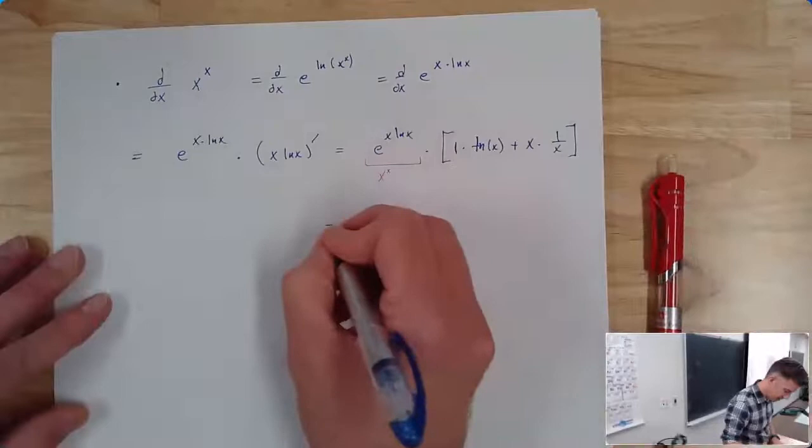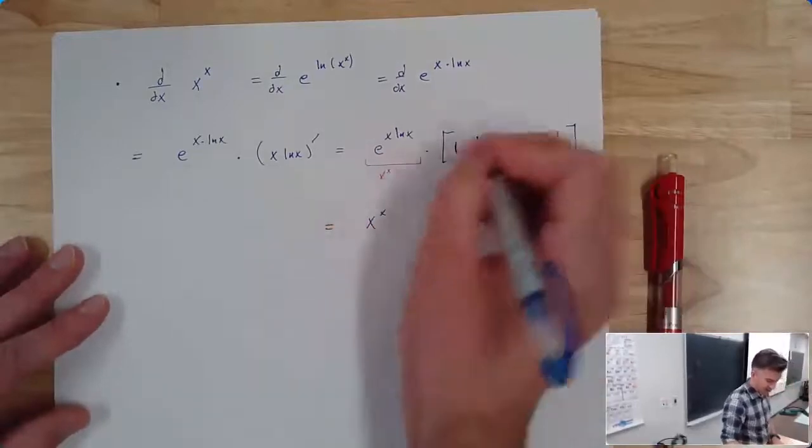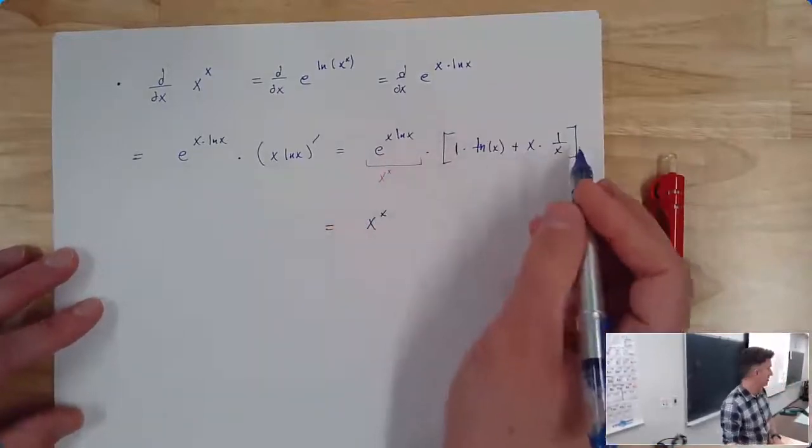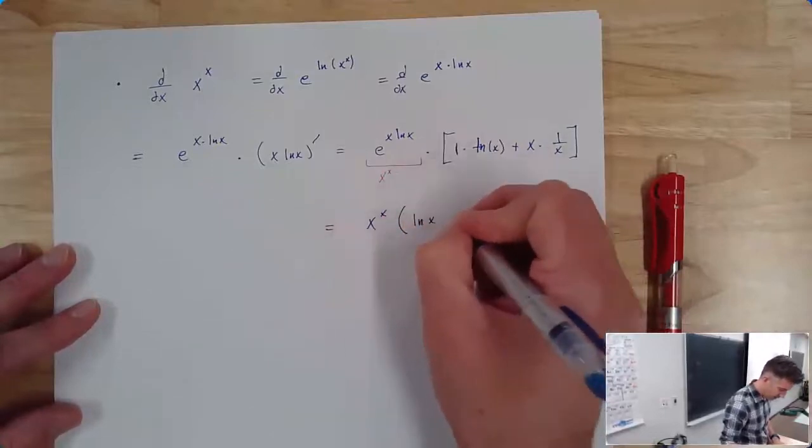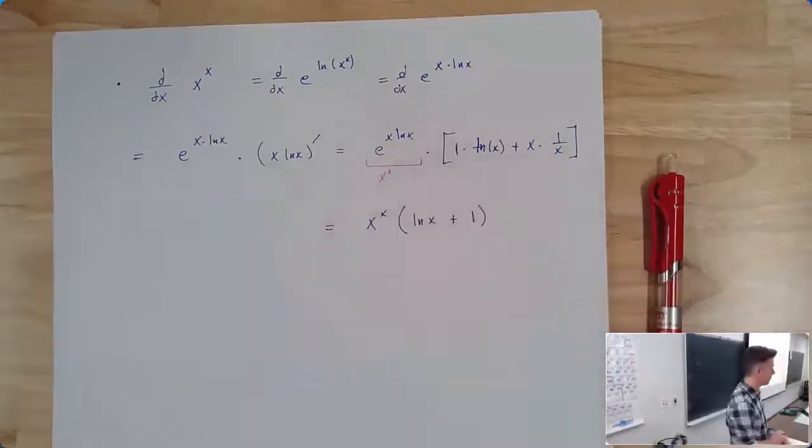So we're going to get x to the x. And then this might simplify a little bit. It does, right? X times 1 over x is just 1. So we should write this as x to the x times the natural log of x plus 1. And that is a perfectly fine way of doing it, but I do not like it. It's okay. I don't have to like it.